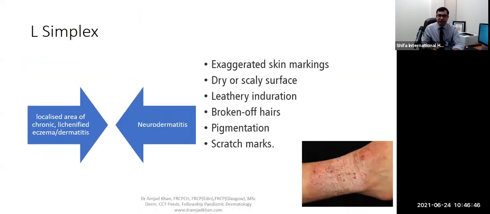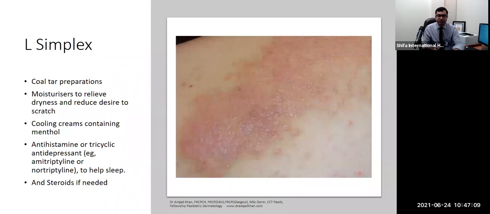Lichen simplex, it's also called neurodermatitis. It's a localized area of chronic lichenified eczematous or dermatitis patch of the skin. You can see in the photograph, excoriated, scaly, localized, thickened patch. And there is sometimes a pigmentation issue. If it is a hairy part of the body, there can be hair loss as well.